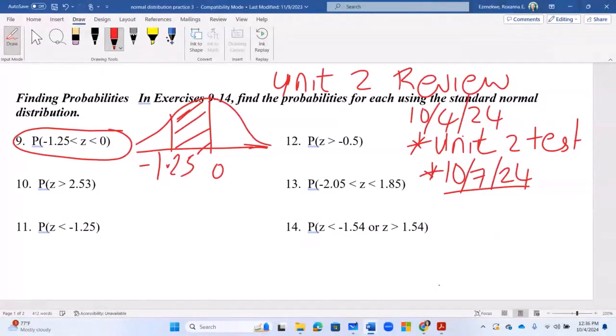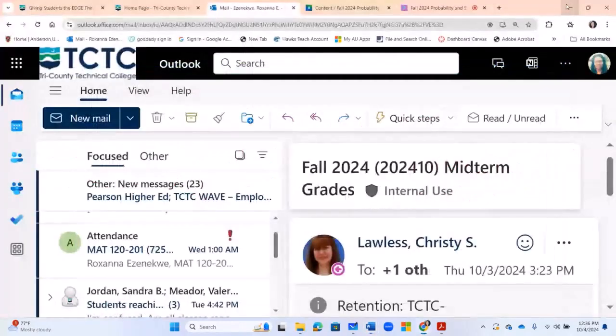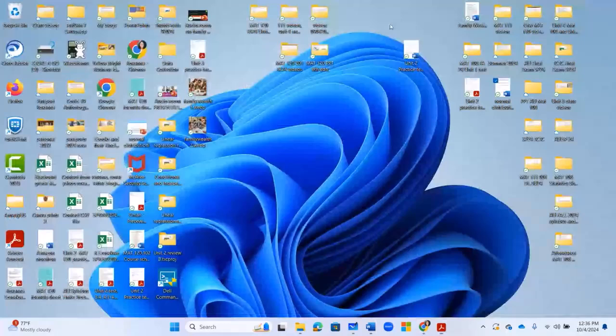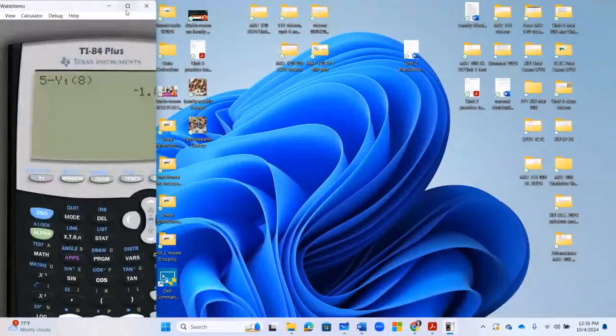If I'm reading the chart, I'll find the area from 0, which is 0.5, and find the area from negative 1.25, subtract, and get the remainder. But I'm going to pull my calculator up, so I will get my calculator right now and put in the numbers.